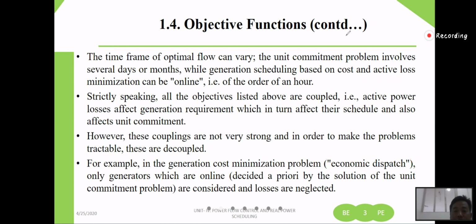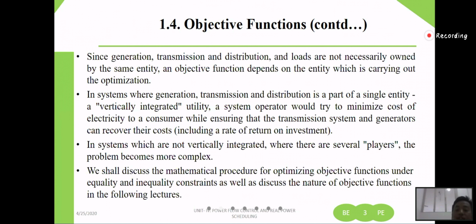Okay, so this is about the objective functions of power system operation and control. Since generation, transmission, distribution and load are not necessarily owned by the same company or entity, the objective function depends on the entity which is carrying out the optimization. So doing optimization is very complex. That's why most of you find difficulty in optimization. For example, in Bhutan, generation is owned by DGPC, transmission and distribution by BPC, and load by individuals. So it is not owned by a single entity, and this makes it very complicated to carry out the optimization.